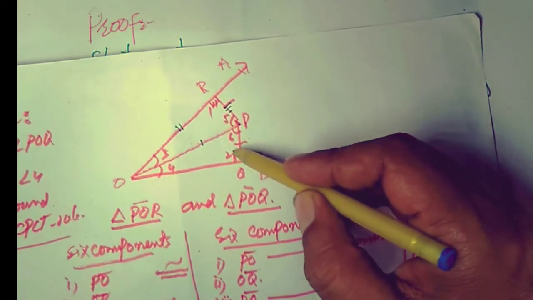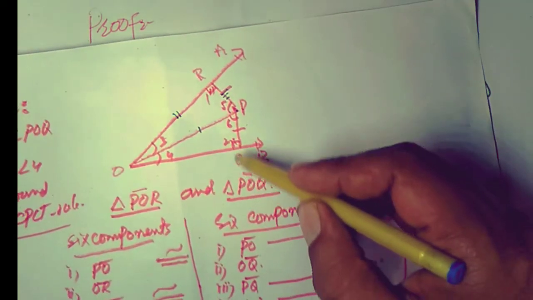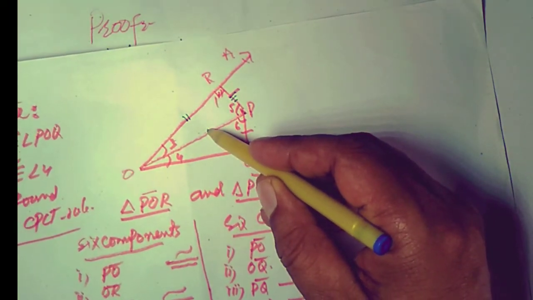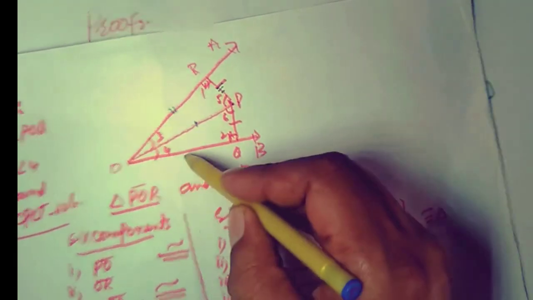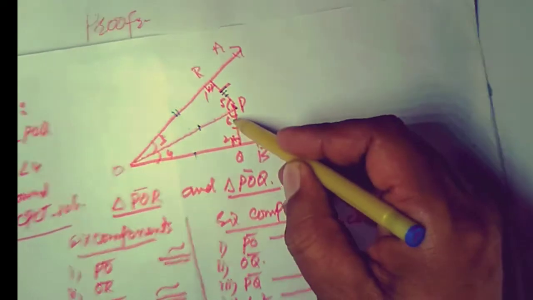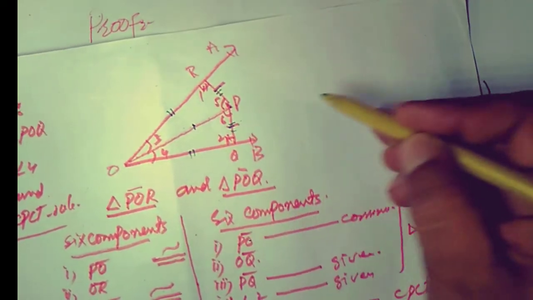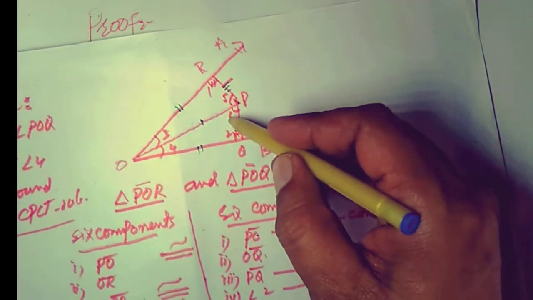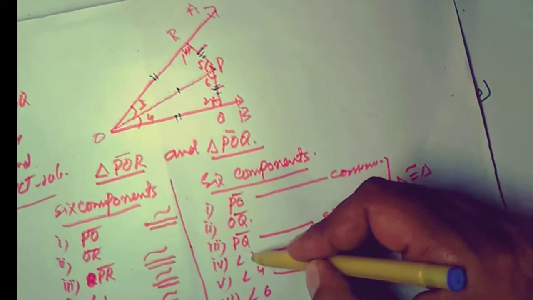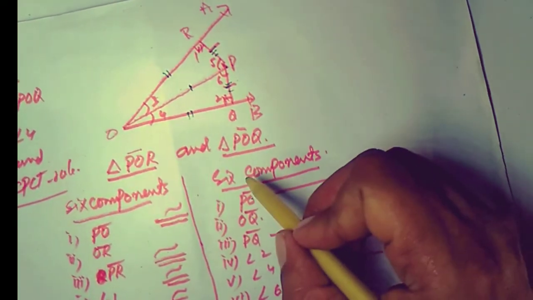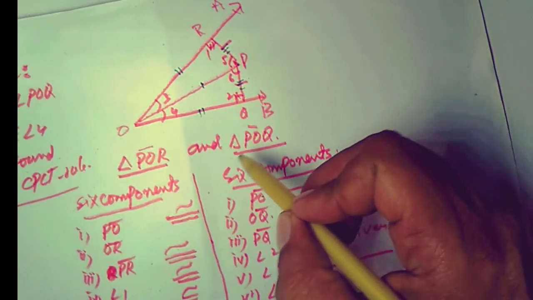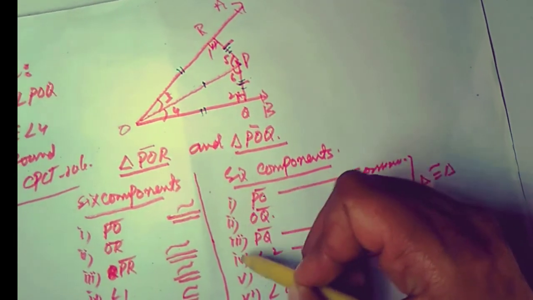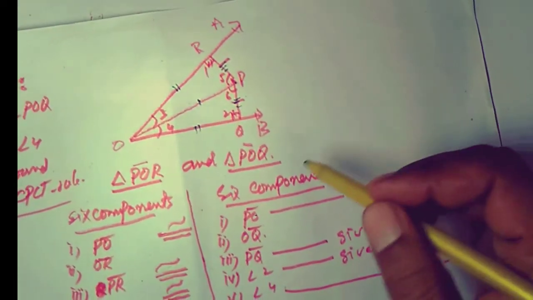The other triangle POQ also has 6 components, in which 3 sides: side OP, side OQ and side PQ, and 3 angles: angle 2, 4 and 6. So the two triangles have 6 pairs of congruent components, in which 3 can be used for making the two triangles congruent.